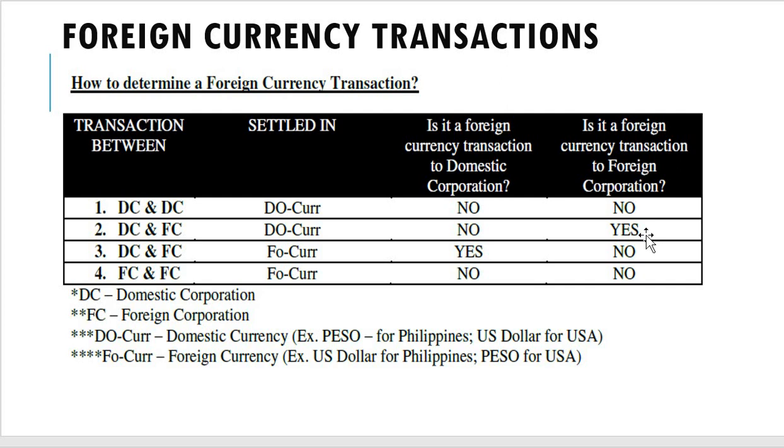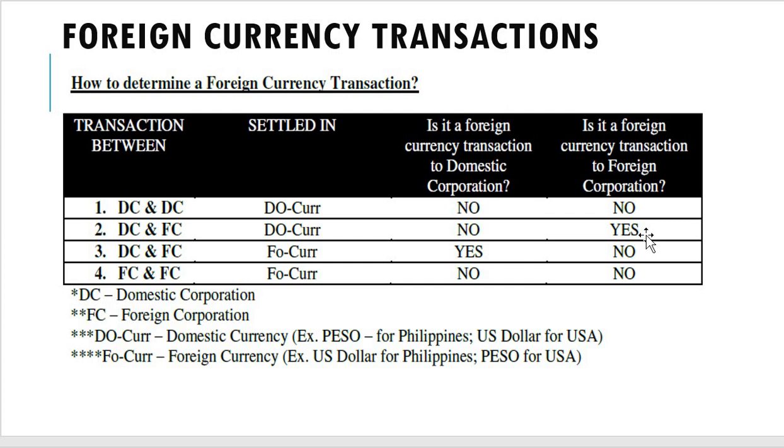So, if it's a transaction between a domestic corporation and a foreign corporation, but it is to be settled in a foreign currency, their currency, then it is a foreign currency transaction from the Philippine firm's perspective, for a domestic corporation. But in the perspective of that foreign corporation, it is not a foreign currency transaction. So they will not account for the gain or loss for the changes in the exchange rates, kasi nga it is to be settled in their currency.